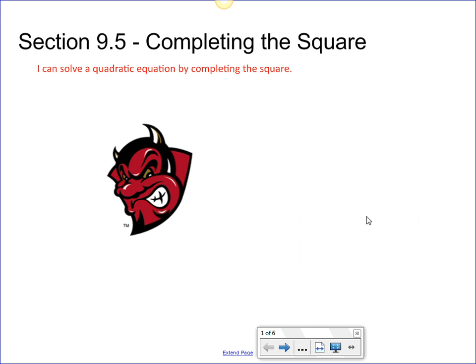Okay, today we're looking at section 9.5, the first day of it. There will be a second video that goes along with this, but this is the first day. It is on completing the square, and hopefully by the end of this section you can say that I can solve a quadratic equation by completing the square.